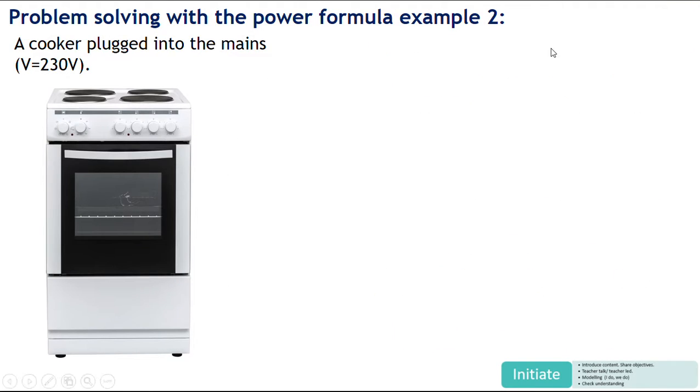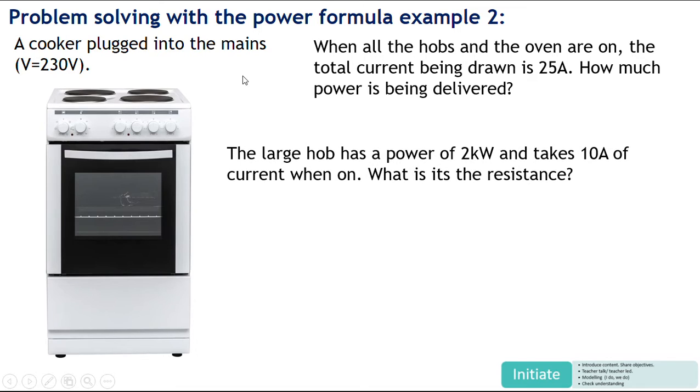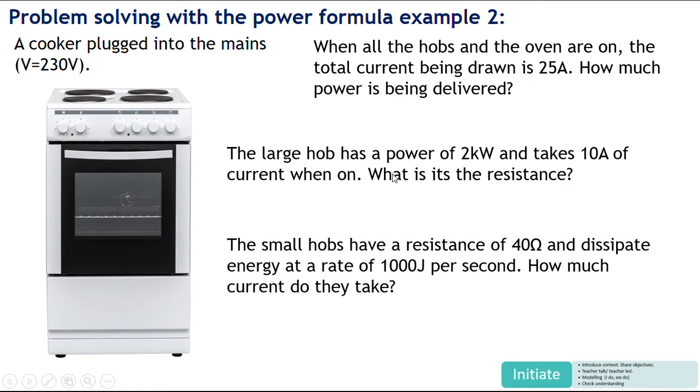Unpausing. So here's the second one involving a cooker that's plugged into the mains. So when all the hobs are on, we know it's drawing a certain amount of current. And we're going to be asked about the current that it draws, and we're also going to be asked about the resistance of one of the hobs, and also another one about how much current it takes. So let's look at this one, let's unpack this.